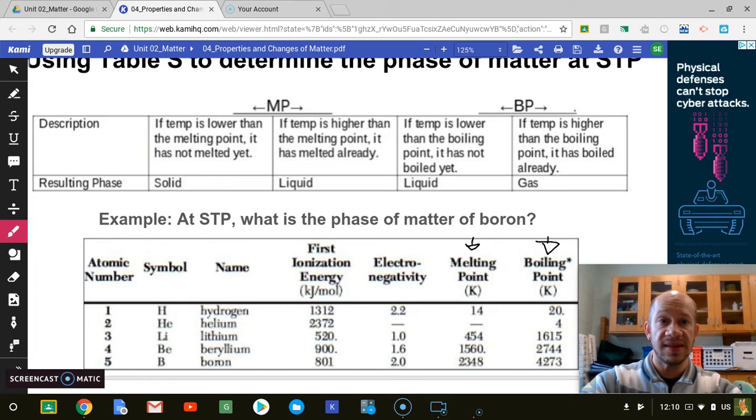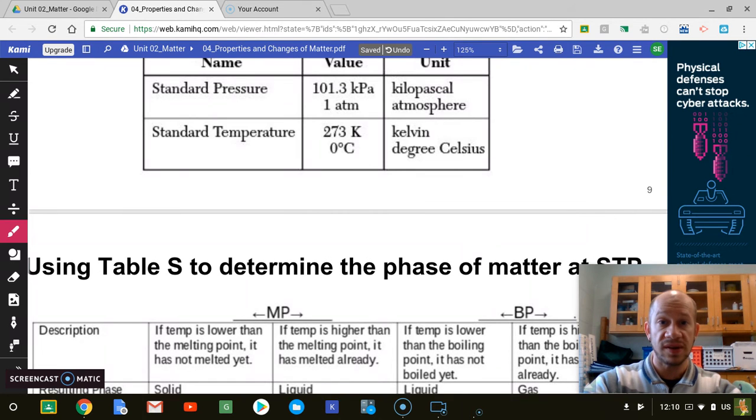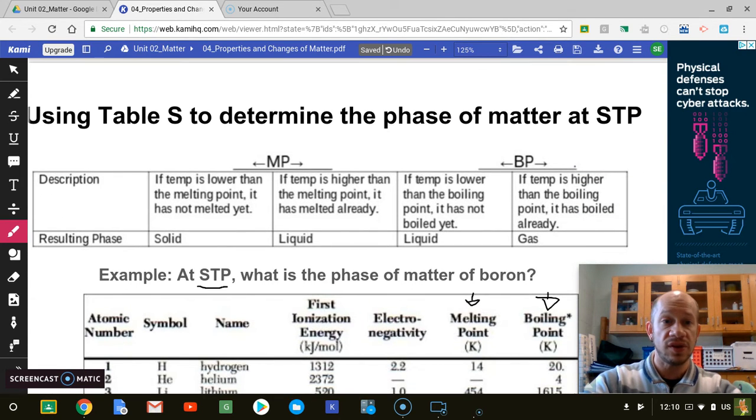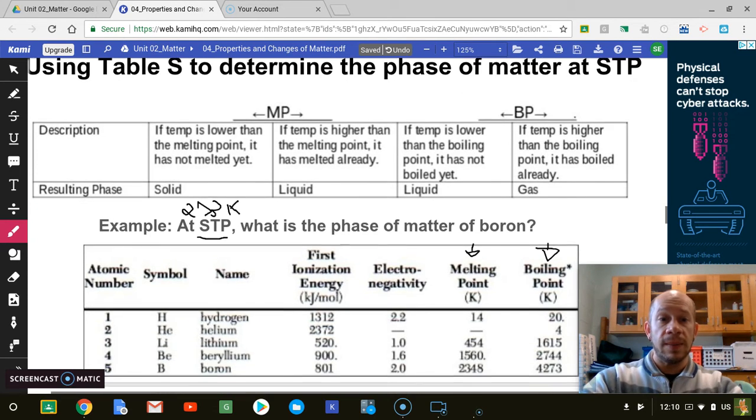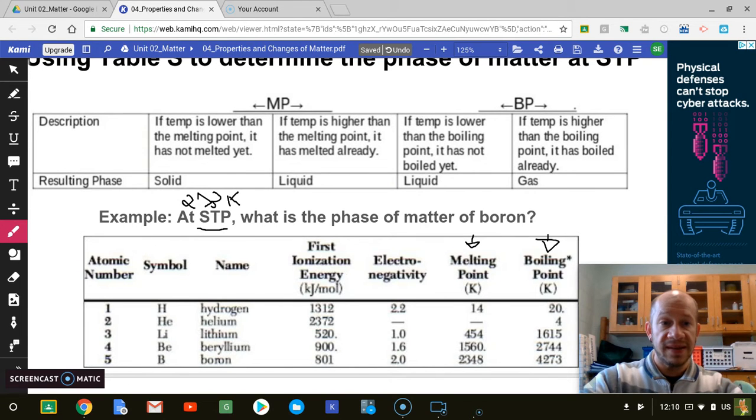The way I like to look at this is to start with the temperature. In this case, the temperature of STP is 273 Kelvin. So at 273 Kelvin, what is the phase of matter of boron? Here's boron right here, element atomic number 5. I'm going to look at its melting point. Is 273 below 2348? Yes, that value, 273, lies lower than this. Therefore, it's going to be solid.